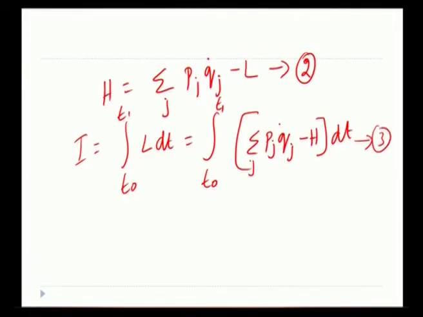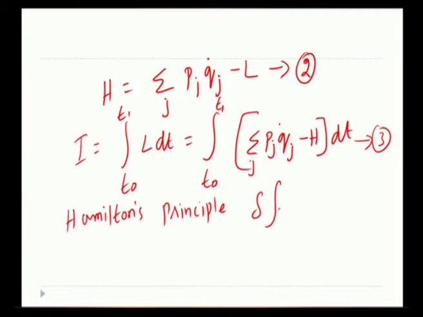Now, by Hamilton's principle, go to the Hamilton's principle. This Hamilton's principle says that the small variation in the action of the particle, that is delta of the integral between t0 to t1 L dt, is equal to 0.